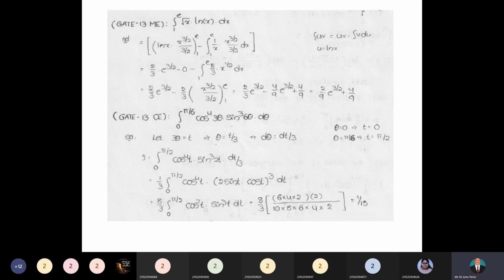That is 8 by 3, a constant outside. So the integral from 0 to pi by 2 of cos to the power 7 t sine cube t dt. The constant stays outside as it is. Using the formula for the integral from 0 to pi by 2 of cos m theta sine n theta d theta, when you expand m minus n, the numerator and denominator, and simplify, you will get 1 by 50.